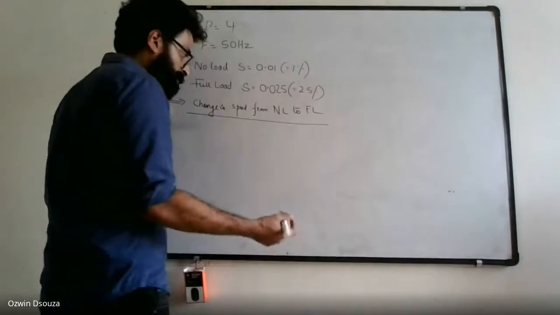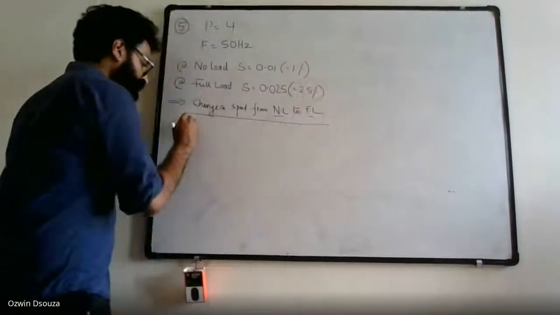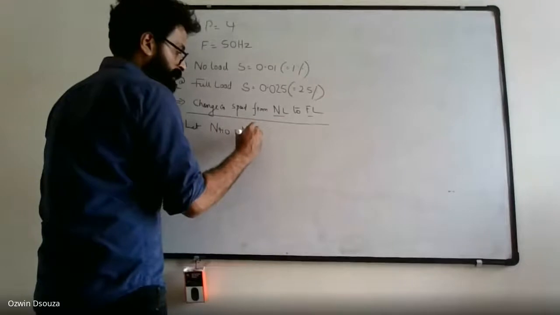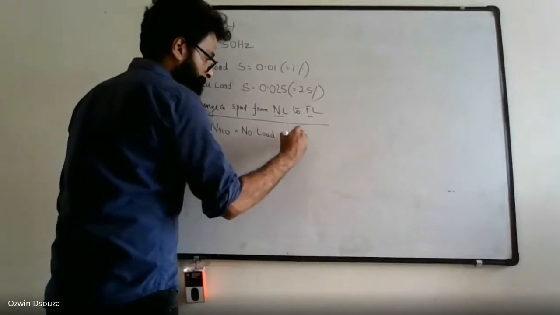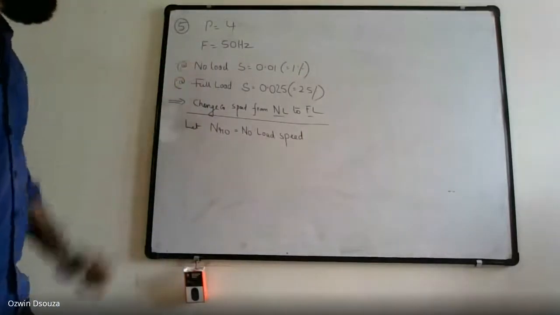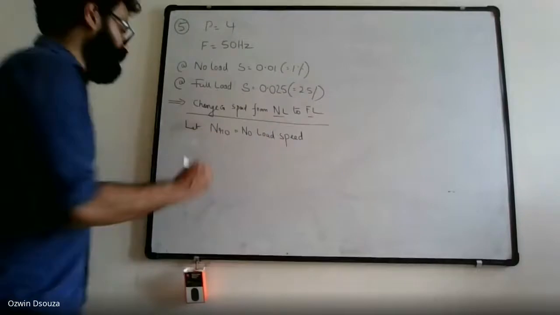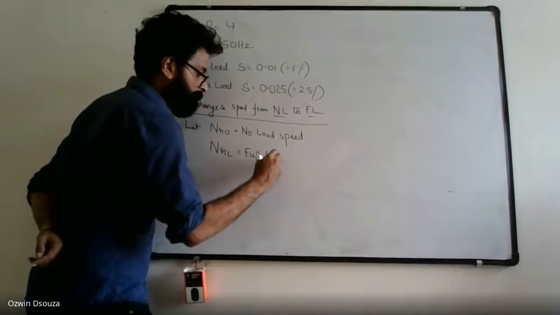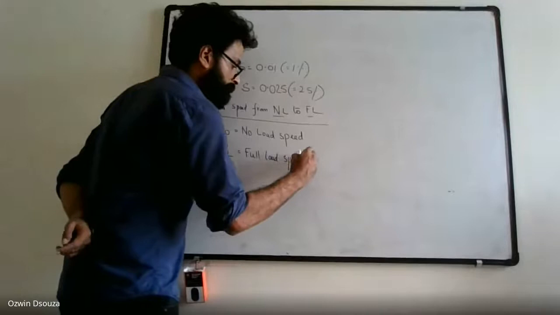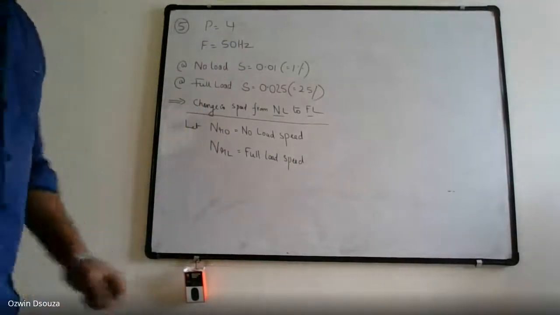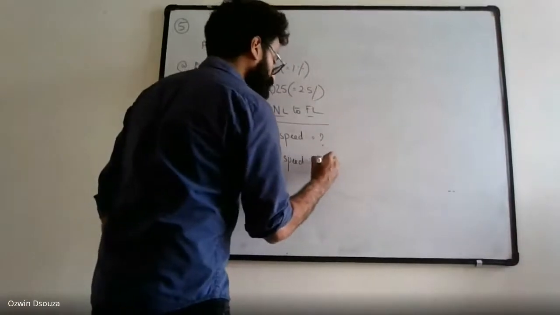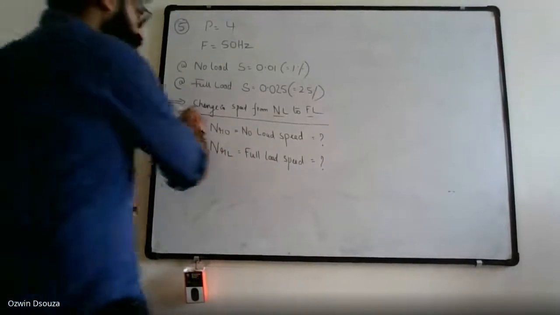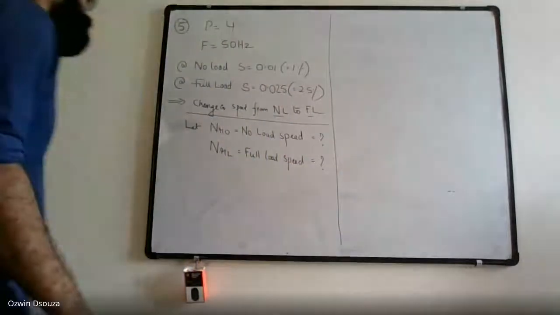Since you are supposed to find the speed difference from no load to full load, let us consider NR naught is equal to no load speed and NRL is equal to full load speed, because there are two cases, no load and full load. So what you have to do is find out what NR naught is and what NRL is. If you find these two values, you can take the difference and find the speed difference. So how will you solve?